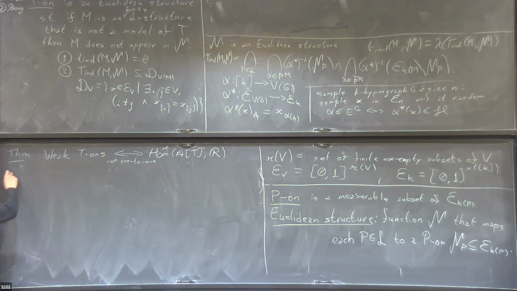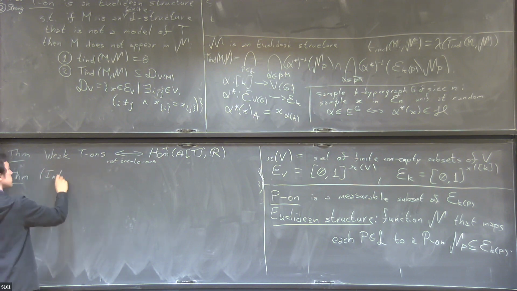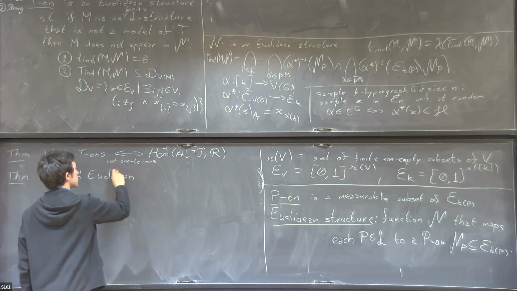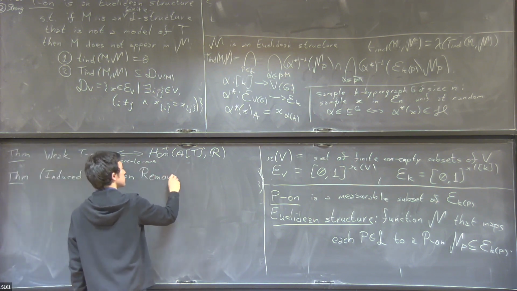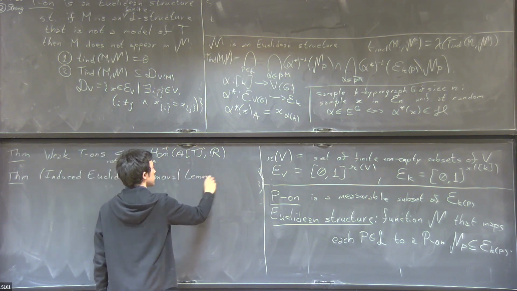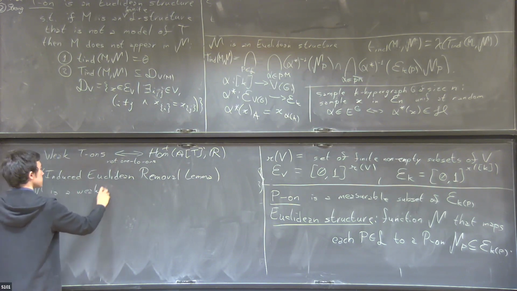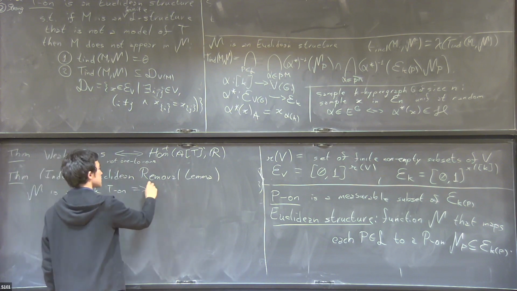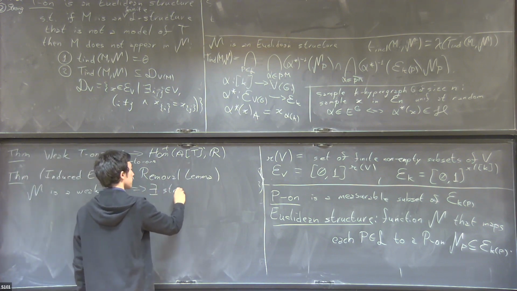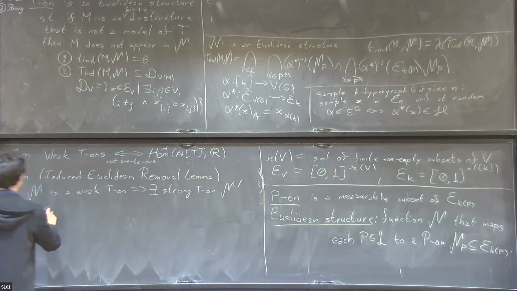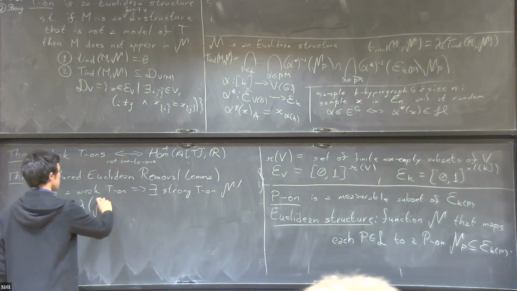So this is the first theorem, and the second theorem is the same theorem with strong, but actually you can say it's slightly better. This is what we call the induced Euclidean lemma. Which is this: if n is a weak theon, then there exists a strong theon n prime such that they differ on a zero measure set.